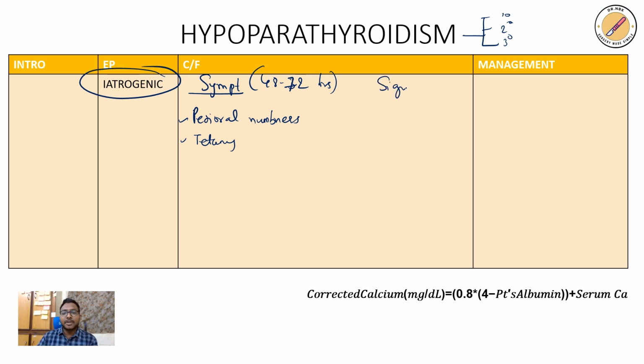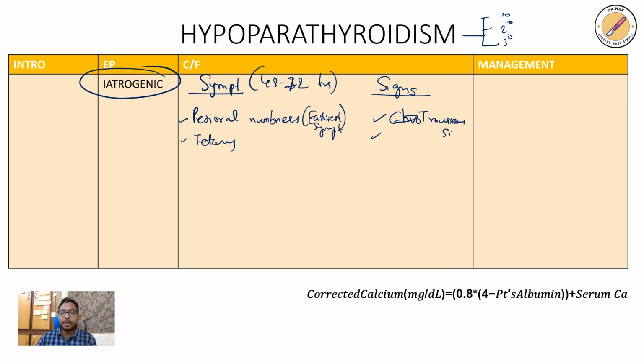So, how will you evaluate for the signs then? The moment the patient says perioral numbness, this is the earliest symptom. Okay. The moment the patient says she is having perioral numbness, immediately you will take the BP apparatus and you will check for something called, this is Trousseau's.